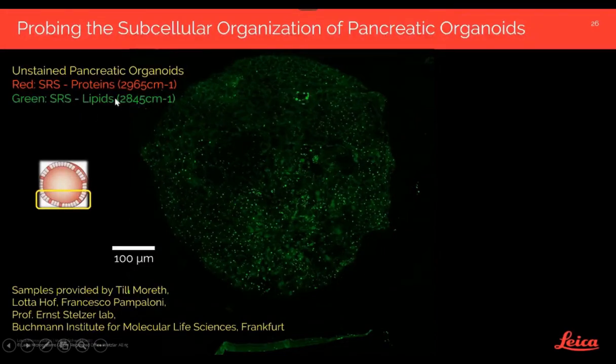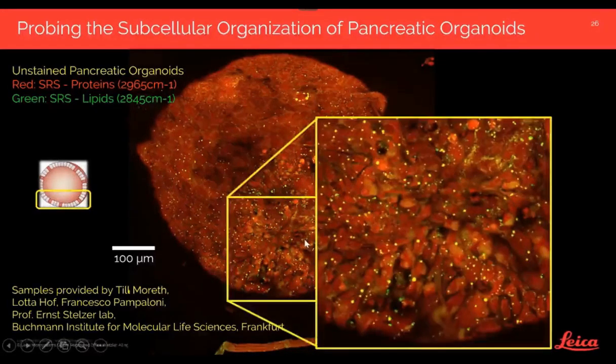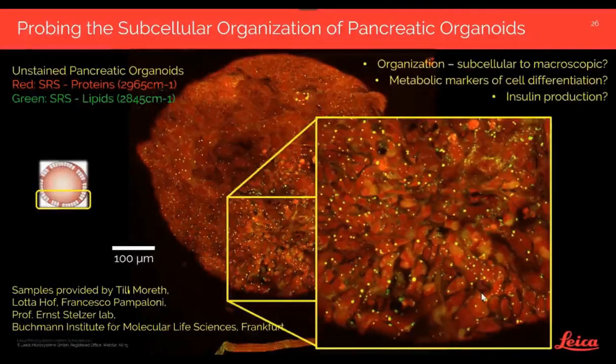And now in green, I'm showing you the lipids in this structure, very differently localized compared to the proteins. So I'm going to show you the overlay and a zoom in. And you can very clearly see the individual cells being all filled with protein except for the nuclei, and then the lipids being distributed in those very prominent granules. And we actually are convinced that those granules are the precursors to the insulin secretory granules that will be produced by this type of pancreatic cells when they are fully differentiated.